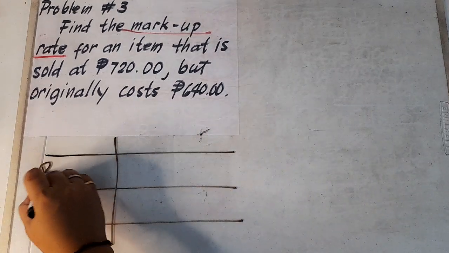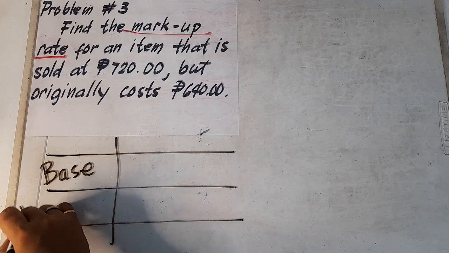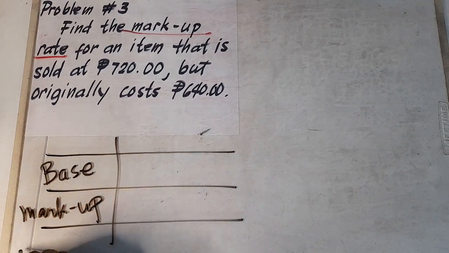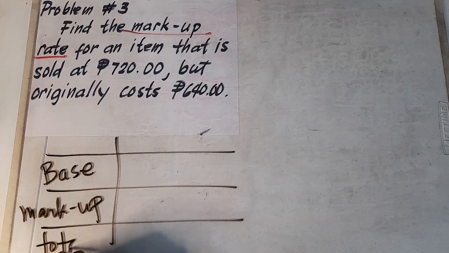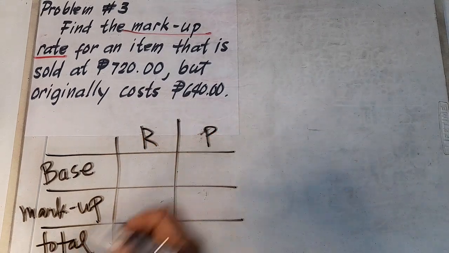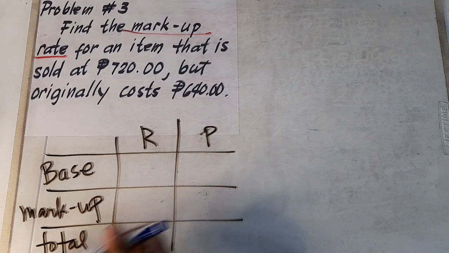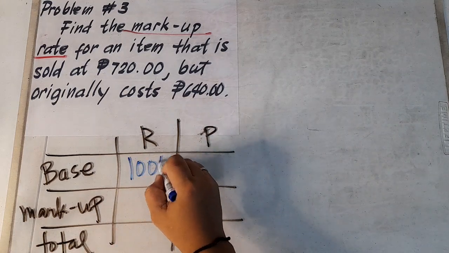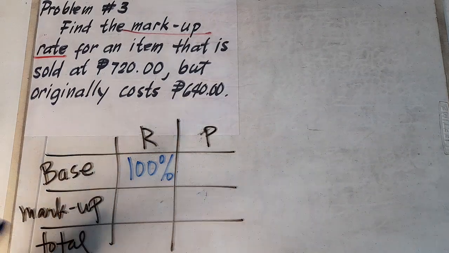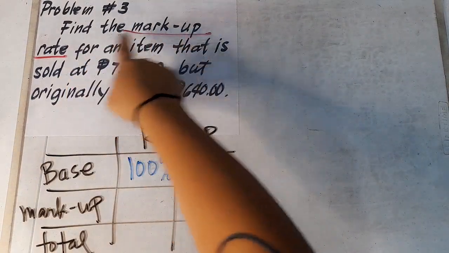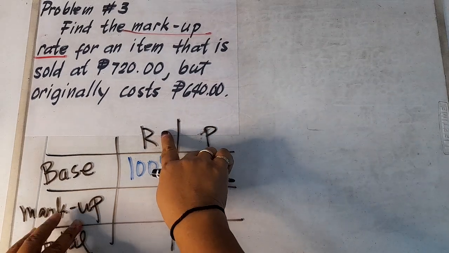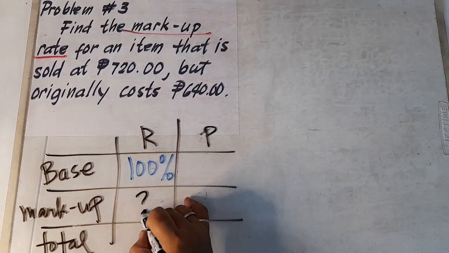We have here the base, markup, and then total. The next column is rate, and then percentage. As usual, base is always 100%. Okay? Now, ang sabi dyan, find the markup rate. Find the markup rate. So, rate, markup, yun ang question mark.